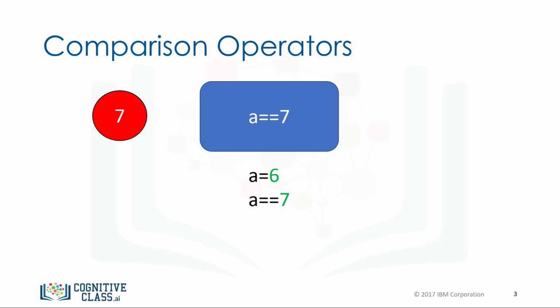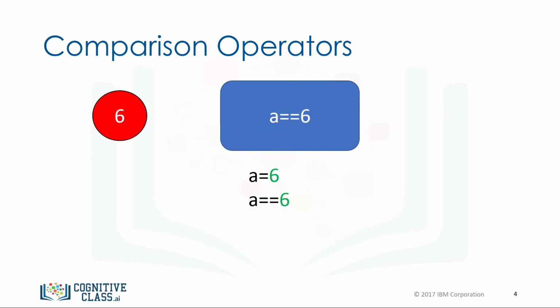We can use the equality operator denoted with two equal signs to determine if two values are equal. In this case, we check if 7 is equal to 6. As 6 is not equal to 7, the result is false. If we performed an equality test for the value 6, the two values would be equal. As a result, we would get a true.